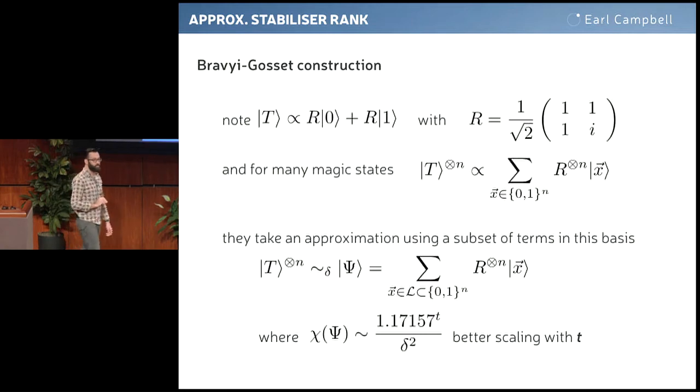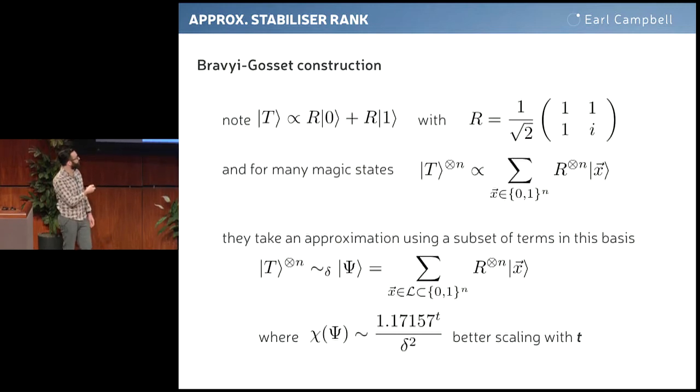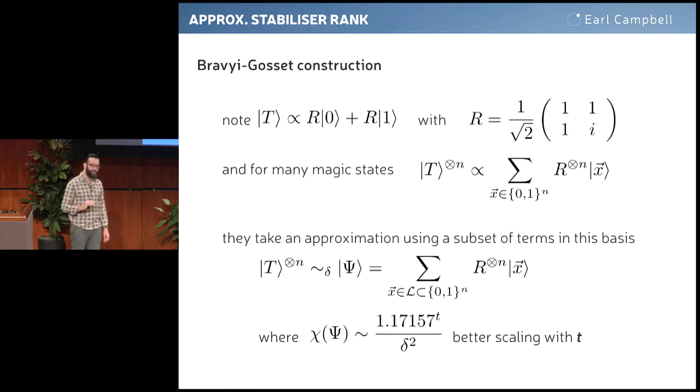So because you're summing over a small number of terms, the rank is lower. What they show is that if you choose this randomly, with high probability, given some delta, you can always find some approximation state that has a rank that scales like this. So there's some delta dependence, but this exponent is less than we had earlier. I'm aware that every few slides I bring up a number, and you probably can't remember what the numbers are. So just in case you're wondering, at the end of the talk, I'll come back to all of the numbers and give you a comparison.